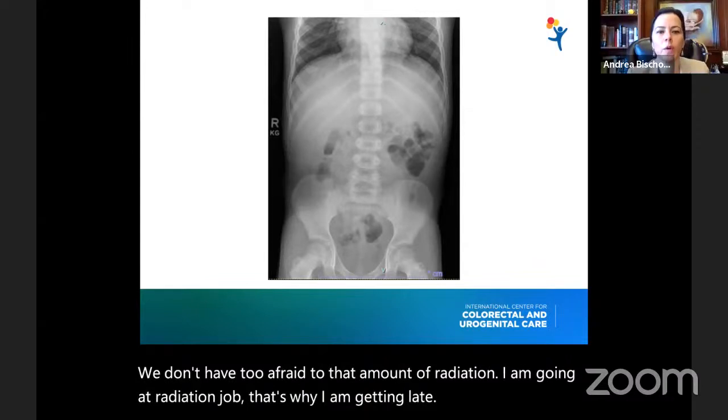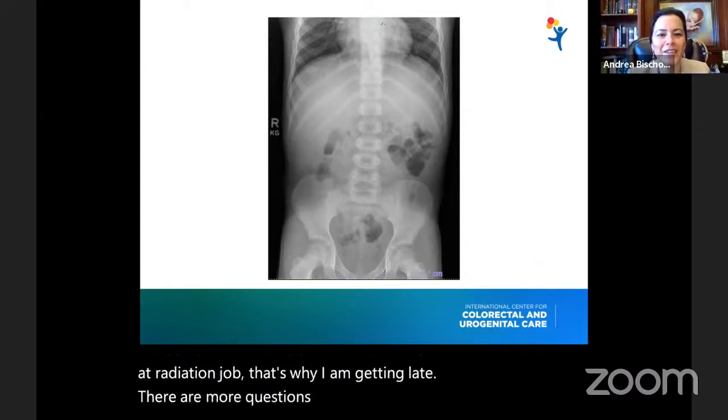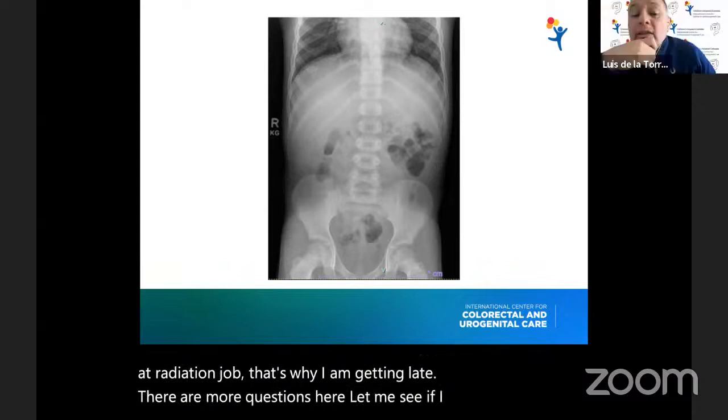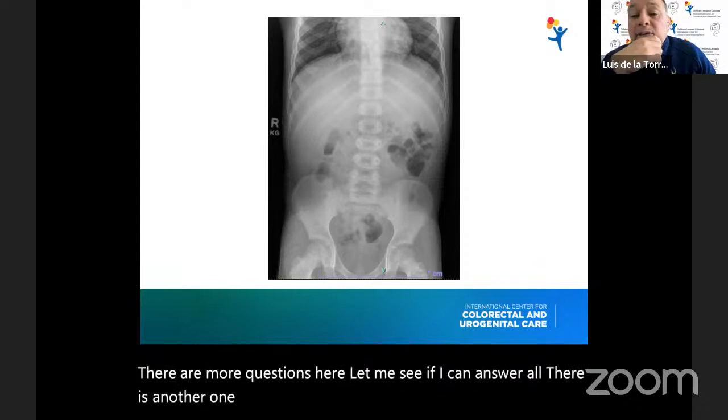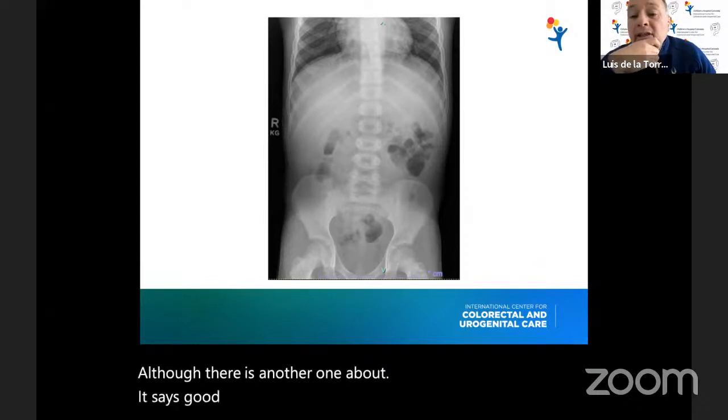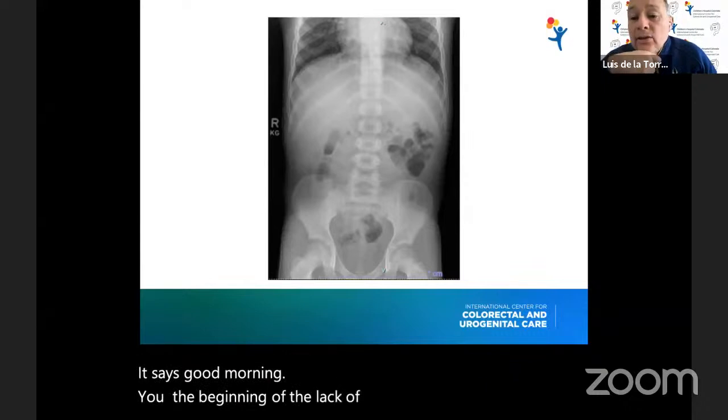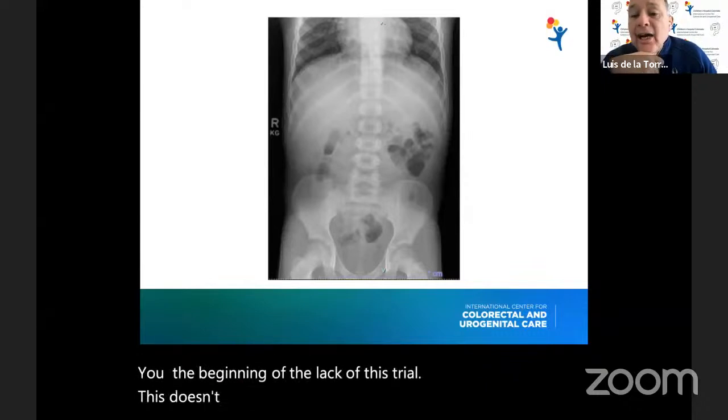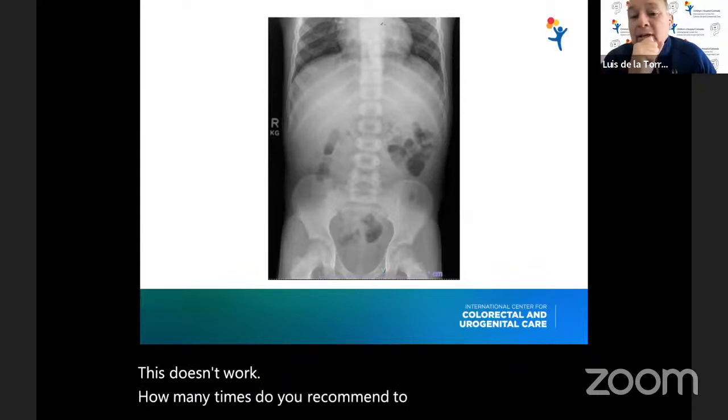So there are more questions here. Let me see if I can answer all. There is another one. It says, good morning. If at the beginning of the laxative trial this doesn't work, how many times do you recommend trying the laxative trial before a Malone surgery?